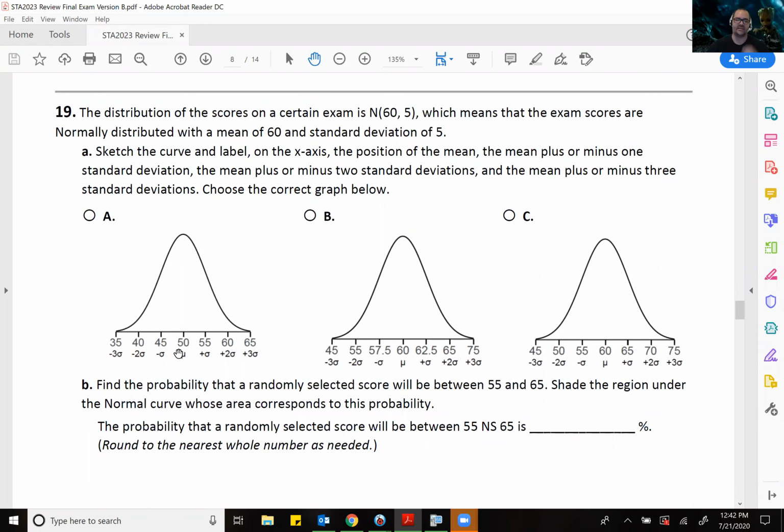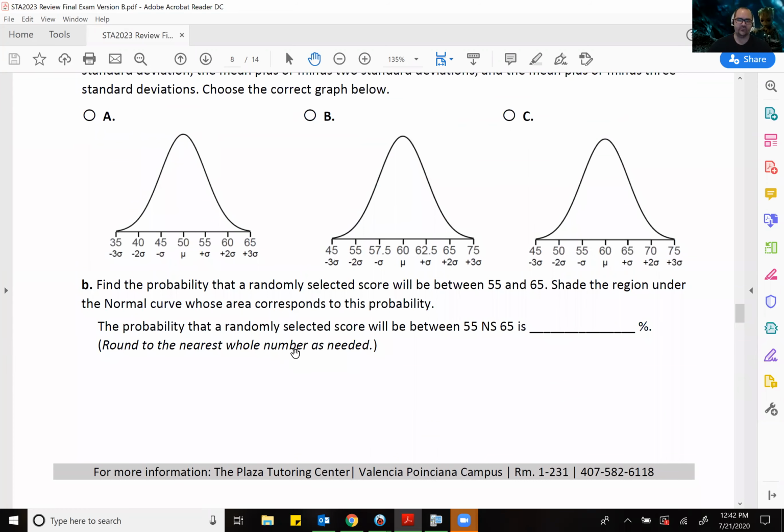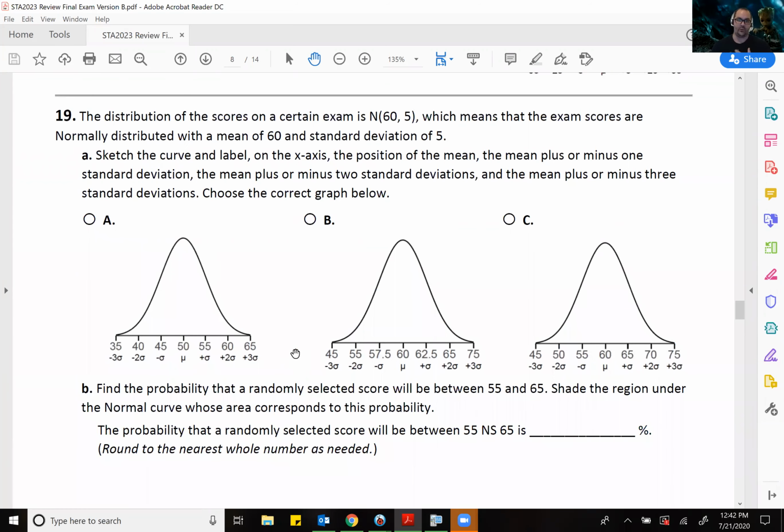All right, so this time it says round to the nearest whole number, so we won't have to do anything kind of weird on this one. Again, we know that we are normal, with 60 and 5. The 60 is mu, and the 5 is the standard deviation. They want us to sketch the curve. This is coming from 9.1 again. So we're going to draw that graph.